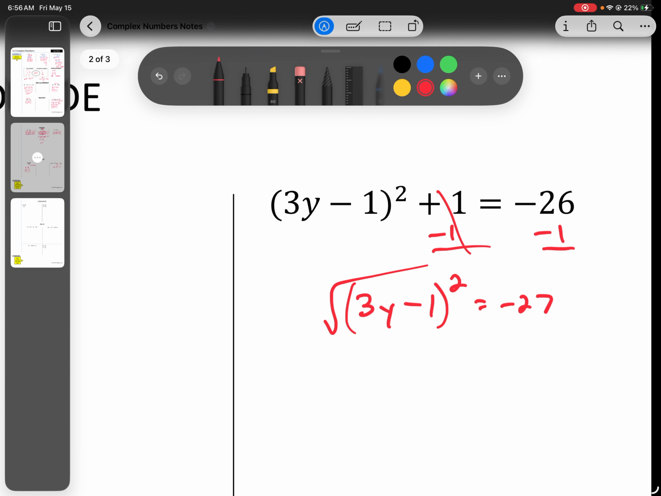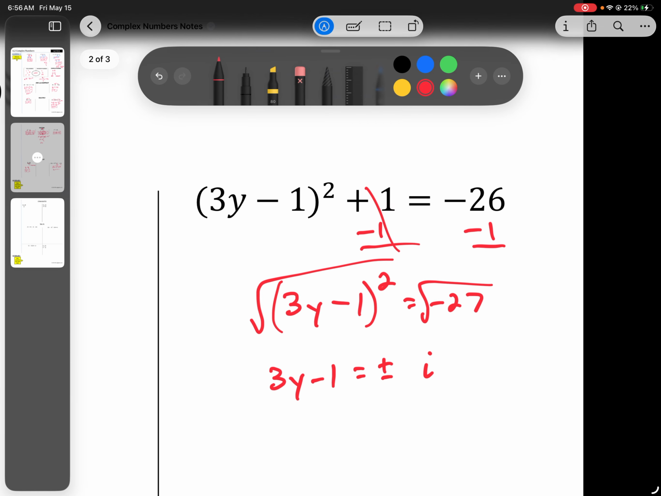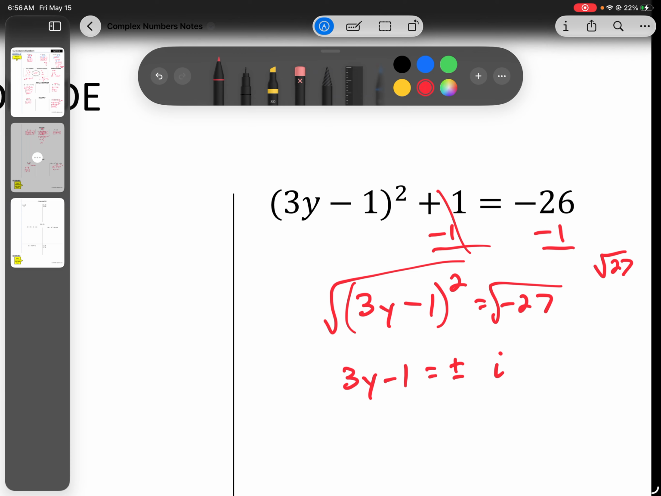Now we're going to square root both sides, and we're going to get 3y minus 1 equals plus or minus the square root of 27, which is going to be some type of i. I can't square root 27, but I can break it up. So I'm going to do the positive 27 over here on the side, a little side mission. That can break up into the square root of 9 times the square root of 3. So the square root of 9 is 3, and I can't square root the 3 anymore. So it's going to be 3i root 3. The i was because of that negative under the square root.